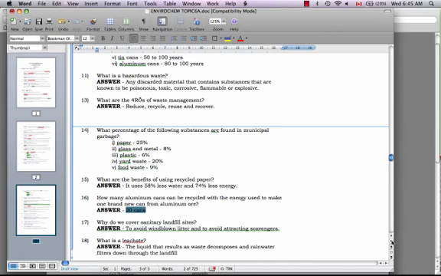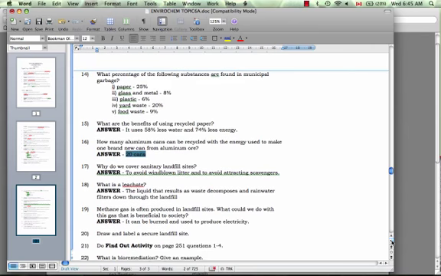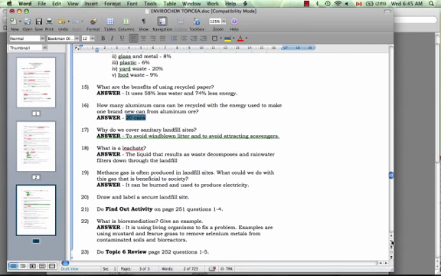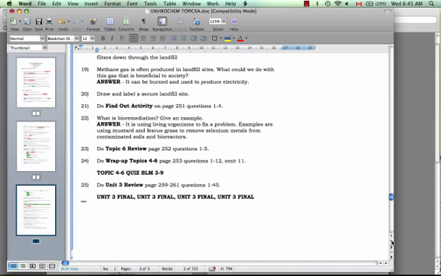What's leachate? The liquid that results as waste decomposes and rainwater filters down through the landfill. Methane gas is produced in landfill sites. What could we do with this methane gas to benefit society? It could be burned and used to produce electricity.